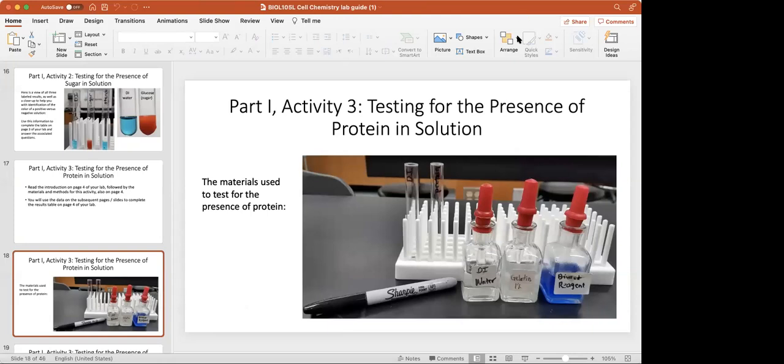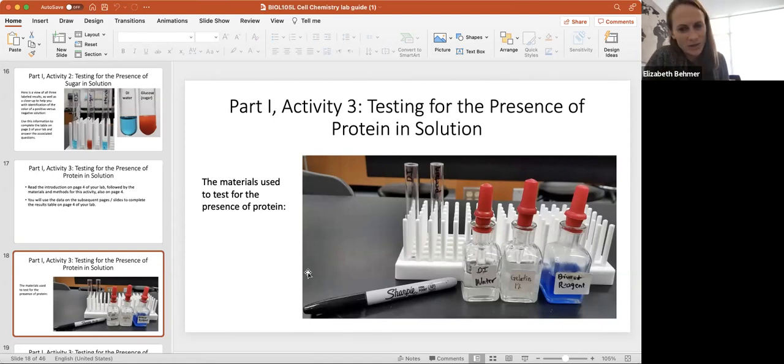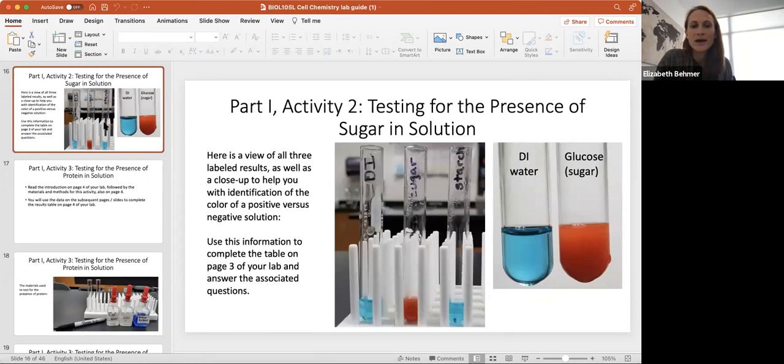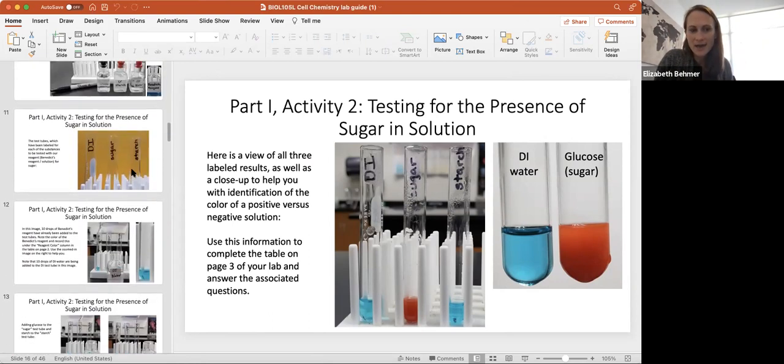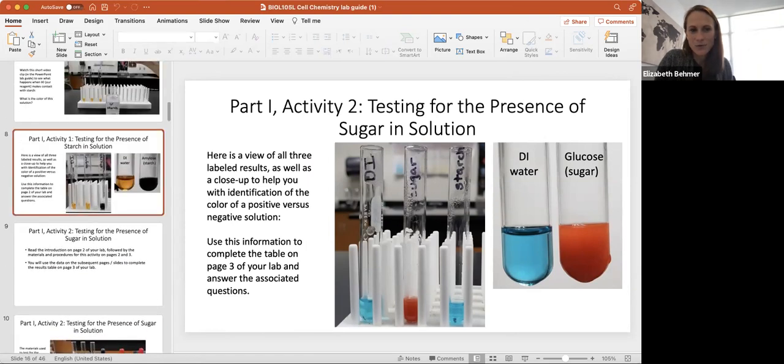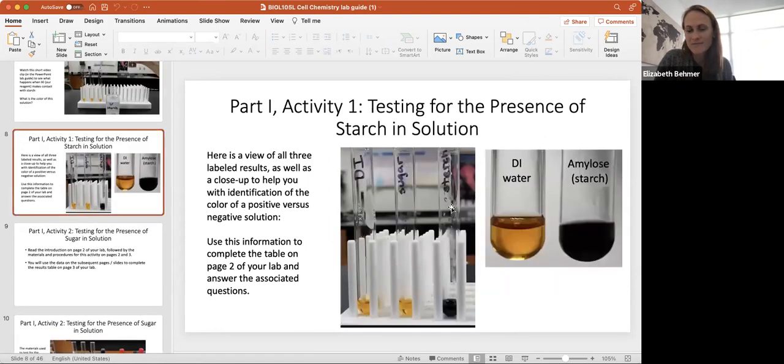The reagent, the solution, is pretty much what'll detect each single molecule that's contained. So good question. Different reagents detect different molecules. So Benedict's detects sugar. That's why the vial with sugar in it changed color. And IKI, that reagent detects starch. So that's why the vial with the starch in it changed color.